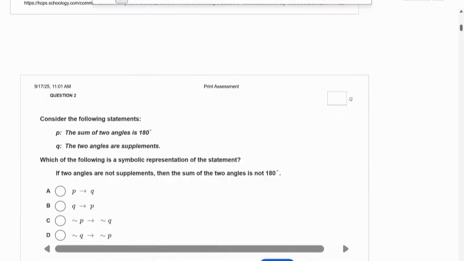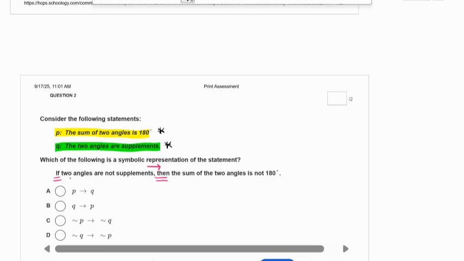Number 2, consider the following statements. P, the sum of two angles is 180. Q, the two angles are supplements. Which of the following is a symbolic representation of this statement? So we're going to take this statement that they give us and we're going to change it into logic symbols. All right, it says if, then has an arrow in the middle. Now we have to match the other two pieces of this statement with the given P and the given Q.